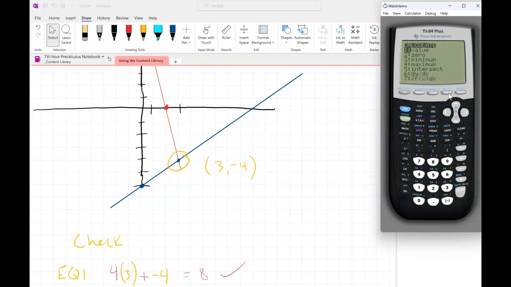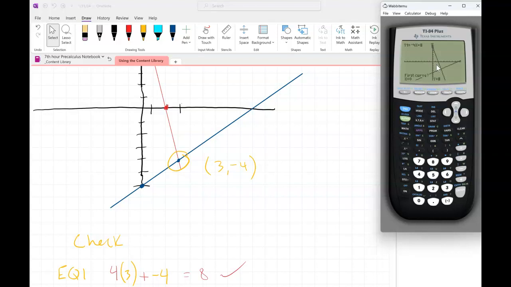Intersect, right? Because we're interested in finding the intersection of the two lines. That's correct. So let's pick command 5 for intersect. And now look at the bottom of your screen. Your calculator is going to ask you a series of questions where it needs to know, okay, you want me to find an intersection. Great.